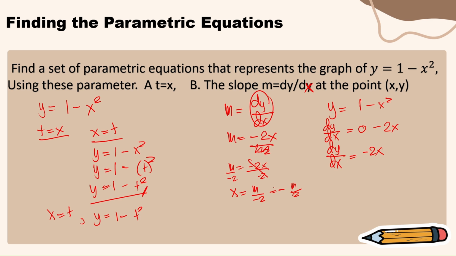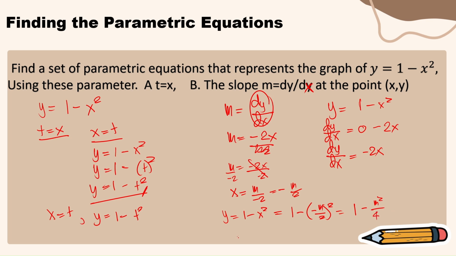So how are we going to get the second parametric equation, that is for y? Knowing that our rectangular equation is y is equal to 1 minus x squared, the goal here is to eliminate x. To eliminate x, we will replace x with its value in terms of m. So we will have 1 minus negative m over 2 squared. Simplifying that, we will have 1 minus m squared over 2 squared, which is 4.